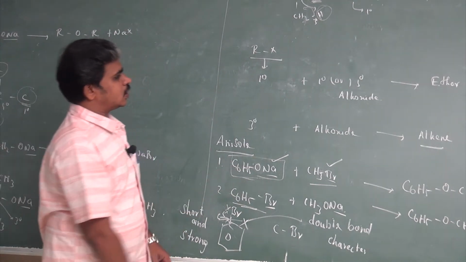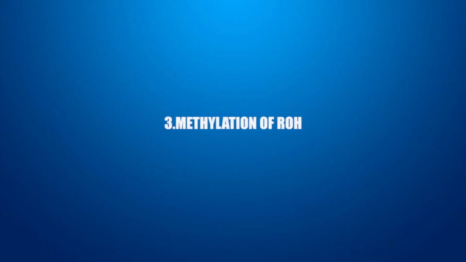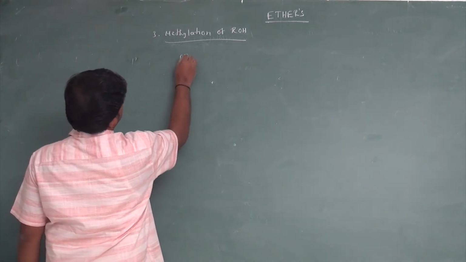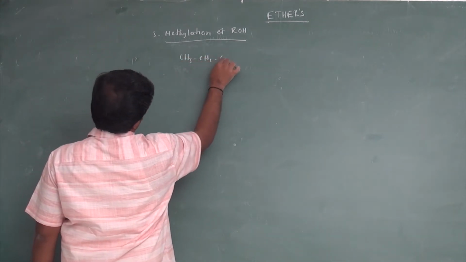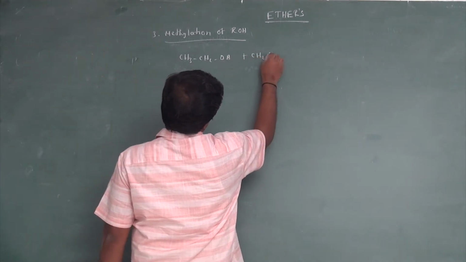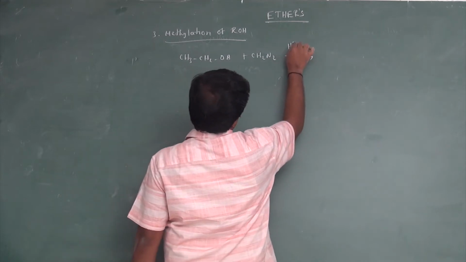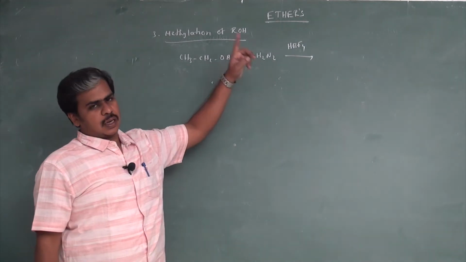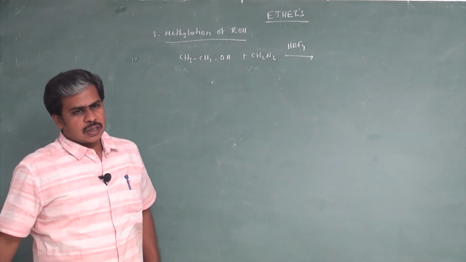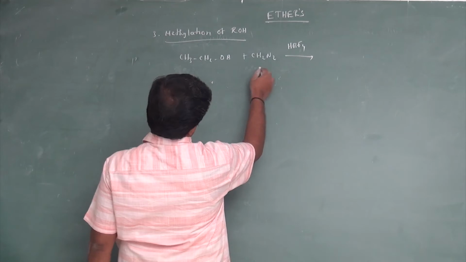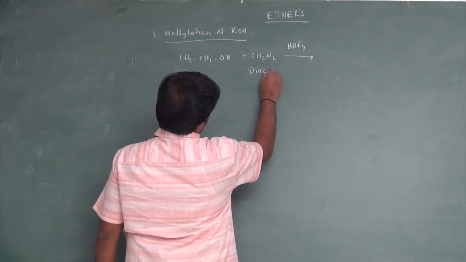Okay. Then next, one more preparation method is the methylation of alcohol. So we are taking an alcohol. What is it? Ethyl alcohol, CH3CH2OH. When it is treated with CH2N2 in presence of HBF4. Now, what is CH2N2? CH2N2 is diazomethane. So it is a new one, I think.